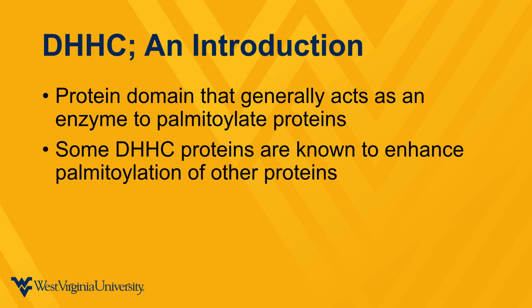Now I'd like to give a brief introduction about DHHC. It's a protein domain that generally acts as an enzyme to palmitoylate proteins. And I'm going to talk about palmitoylation in the next slide. There are 23 of these DHHC proteins in mammals, and they're also known as palmitoyltransferases. And we know from prior research that some DHHC proteins are known to enhance the palmitoylation of other proteins.